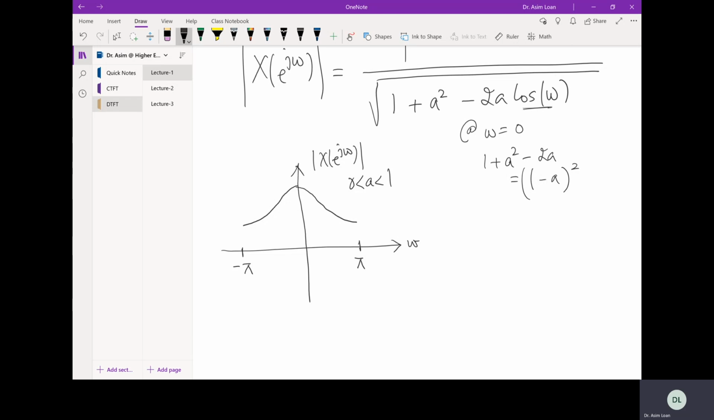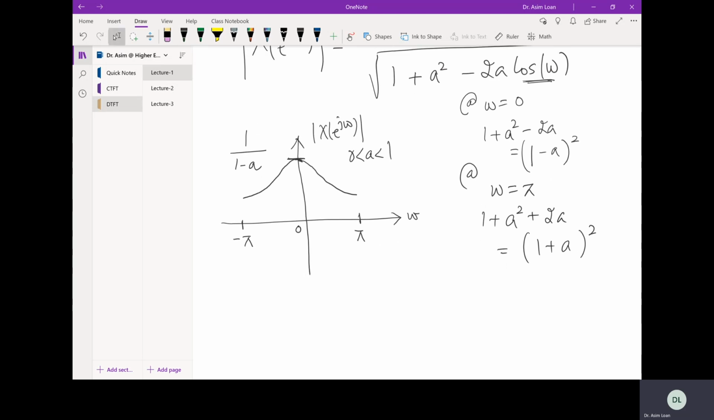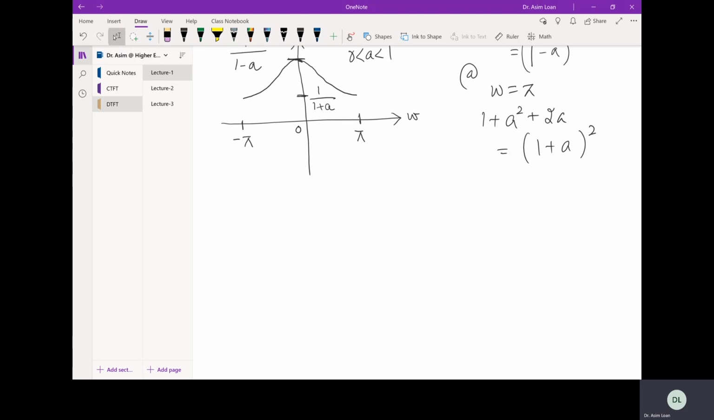I'm only going to sketch from minus pi to pi because it's going to repeat. This point is 1 over 1 minus a. What happens at pi? At omega equal to pi, cosine becomes minus 1, so this becomes 1 plus a squared plus 2a, which is 1 plus a whole square. That is greater than 1, so this point is 1 over 1 plus a. And this is obviously a low pass filter.